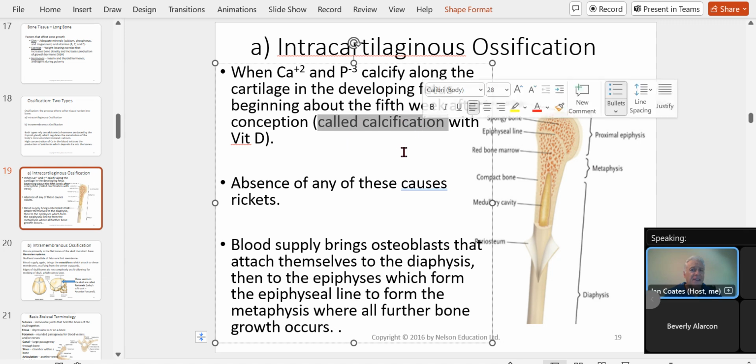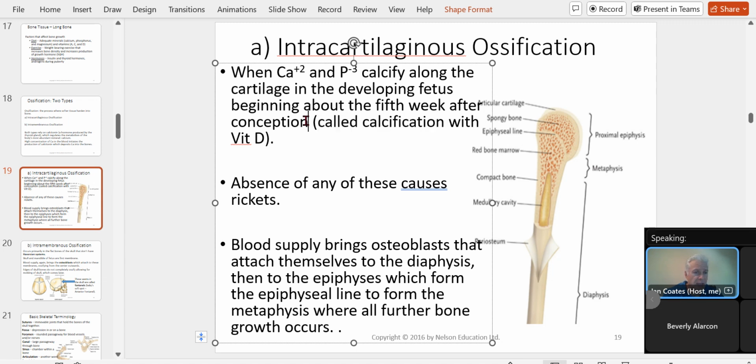It's called calcification, with vitamin D. You don't absorb any calcium unless you have vitamin D. So you can take all the calcium you want in the world, but if you don't have any vitamin D from the sun, you get your 20 minutes, then you won't be able to absorb that calcium. So make sure you get your vitamin D, 20 minutes in the sun. Absence of any of these causes rickets, a bone disease.